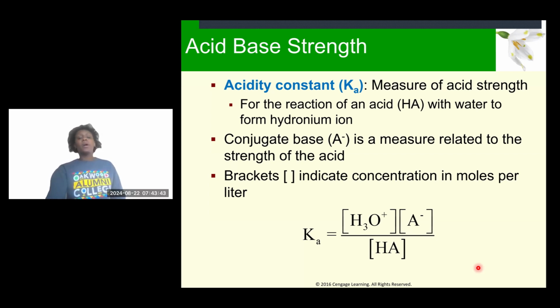If you remember, reactions are driven through stability. They're trying to become stable, or they want to be stable. And so if it gives it up and it's not stable, then that means it's going to be a weak acid because it's not willing.